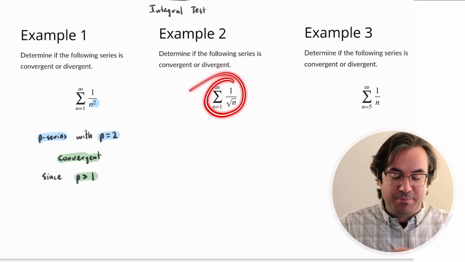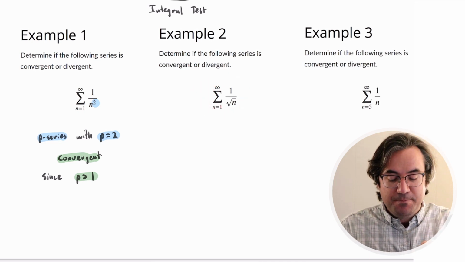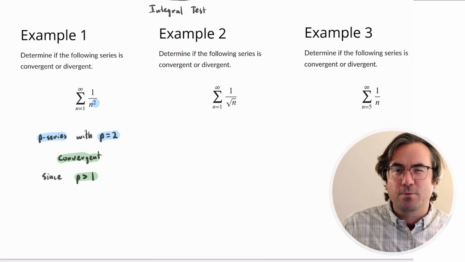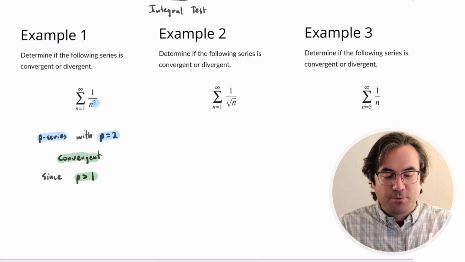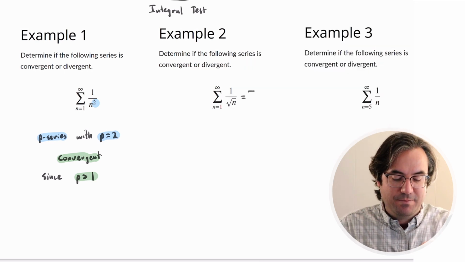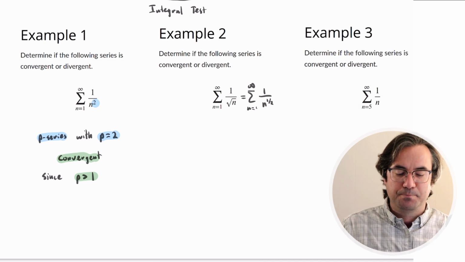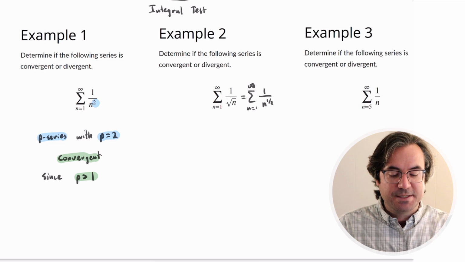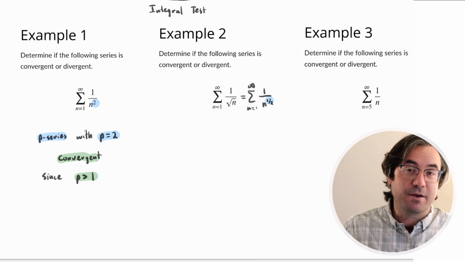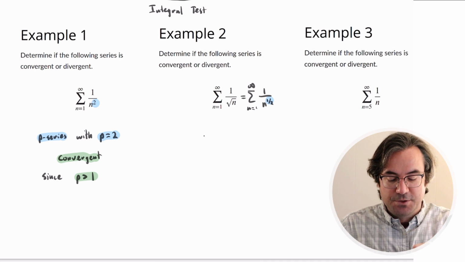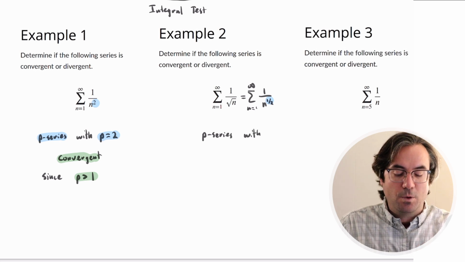All right, so let's try another example. The sum from n equals 1 to infinity, 1 over square root n. So this is not quite written in the right format, so we could rewrite this, or maybe you just do this in your head too. But we could rewrite this as 1 over n raised to the 1/2 power. And once we get it like that, we can see what the p-value is. So this now is written in a p-series format. So this is a p-series, and we can see that the p-value is 1/2.